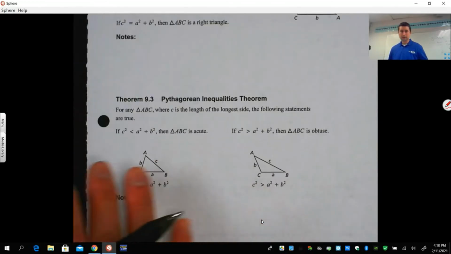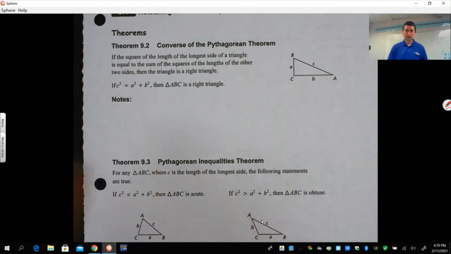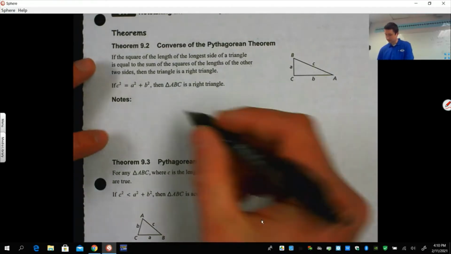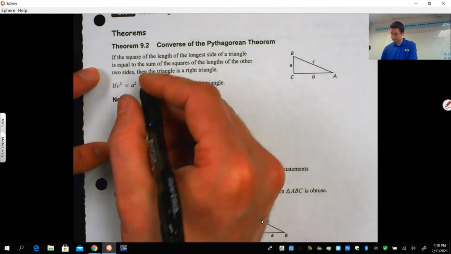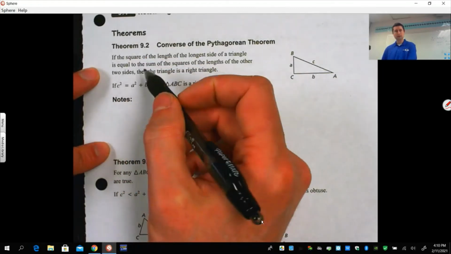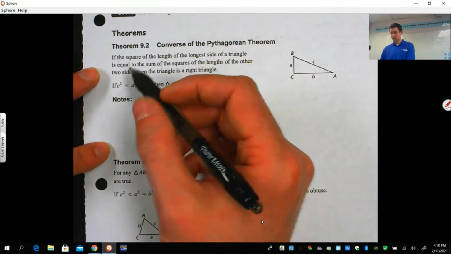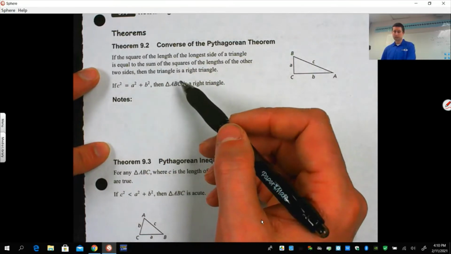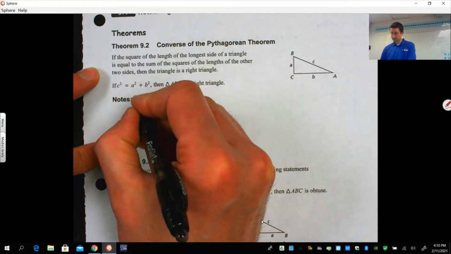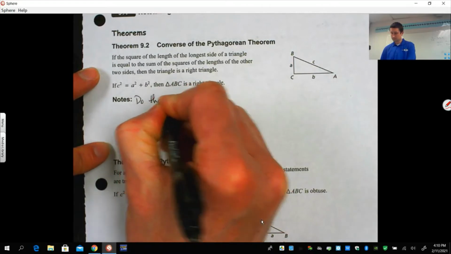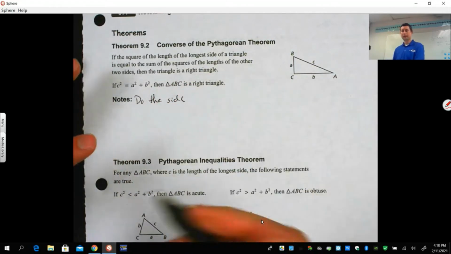Okay, the converse of the Pythagorean theorem. This just says what we were just looking at. The questions that they're going to ask here, it's going to work backwards. They're going to give you three values, and they want you to check, do they form a right triangle? So let's pick some numbers that are not Pythagorean triples.